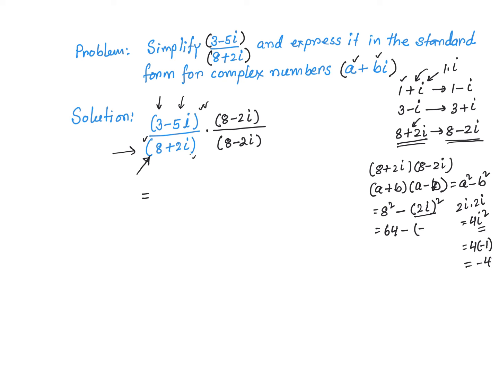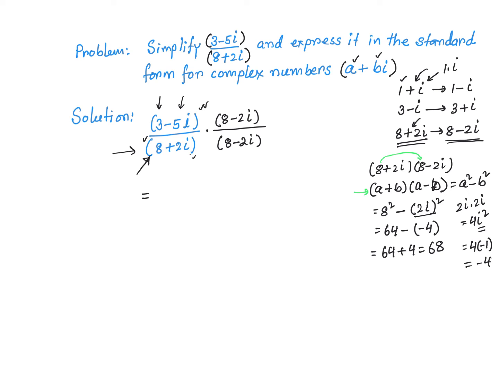So we are going to write it as negative 4. So it's going to be 64 plus 4, which is 68. However, don't worry about the formula so much. In case you have forgotten this formula, no worries, just FOIL it. If you forgot the formula, you can just go ahead and multiply it out like this.